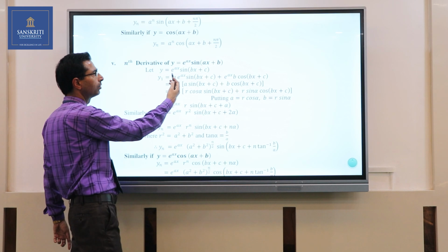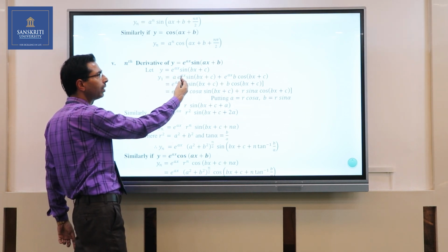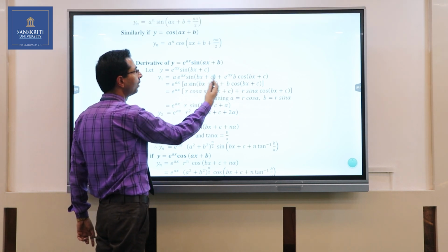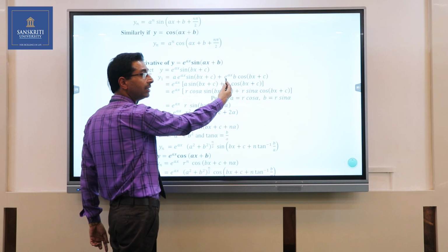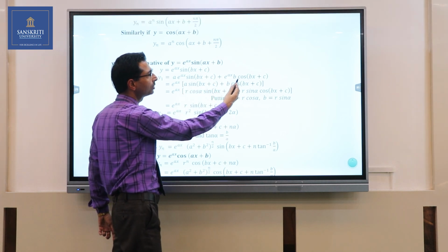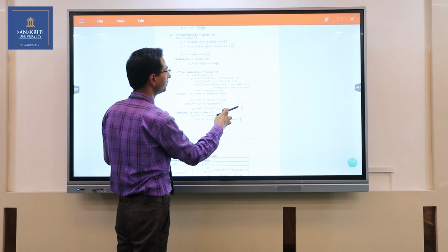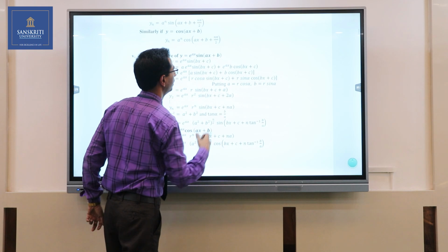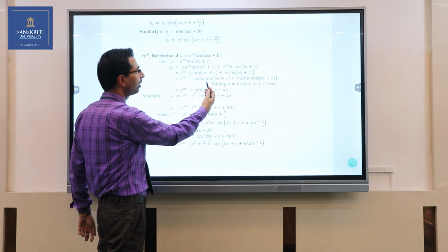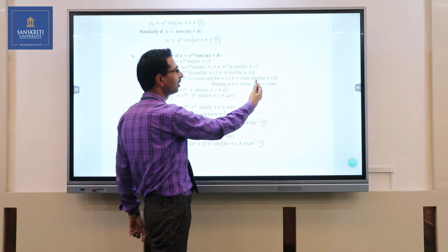Now we start. Differentiation of first function e to the power ax is a into e to the power ax, second function as it is, sin(bx + c), plus first function as it is, e to the power ax, and differentiation of second function, that is cos(bx + c), and differentiation of bx is b. So we take e to the power ax [r cos alpha sin(bx + c) + r sin alpha cos(bx + c)].